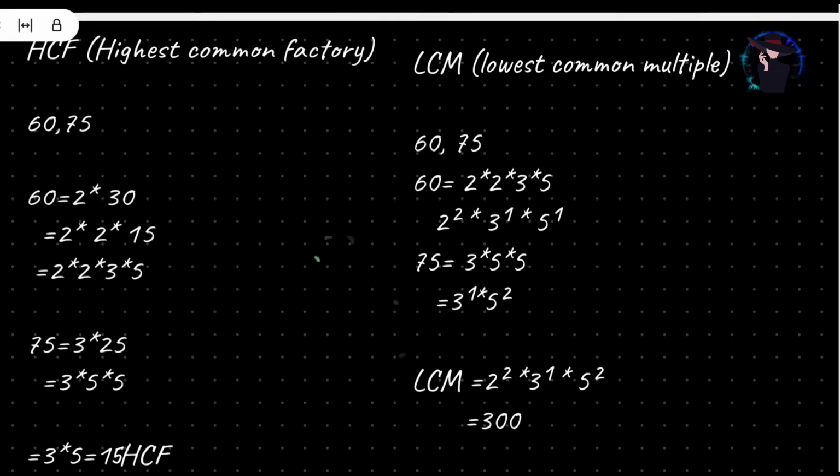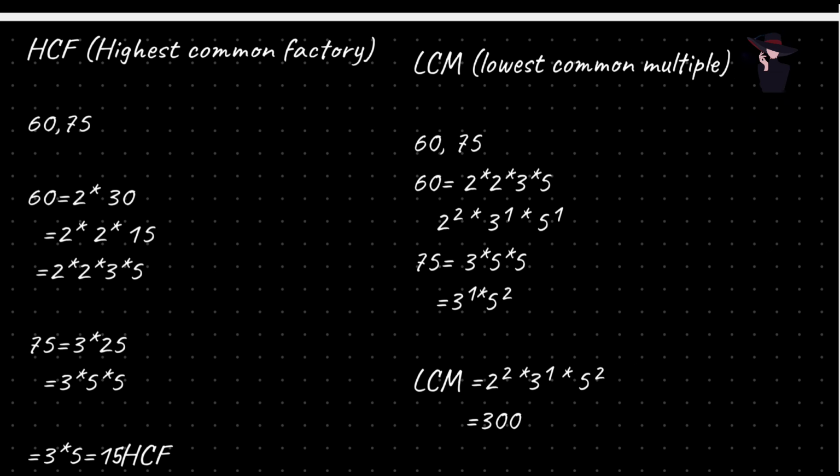60 can be elaborated as 2 into 30. Then 30 can go further, 2 into 2 as it is, 2 into 15. 15 can go further, 3 into 5. So 2 into 2 into 3 into 5. Do the same for 75. 75 can open up as 3 into 25, 3 into 5 into 5.